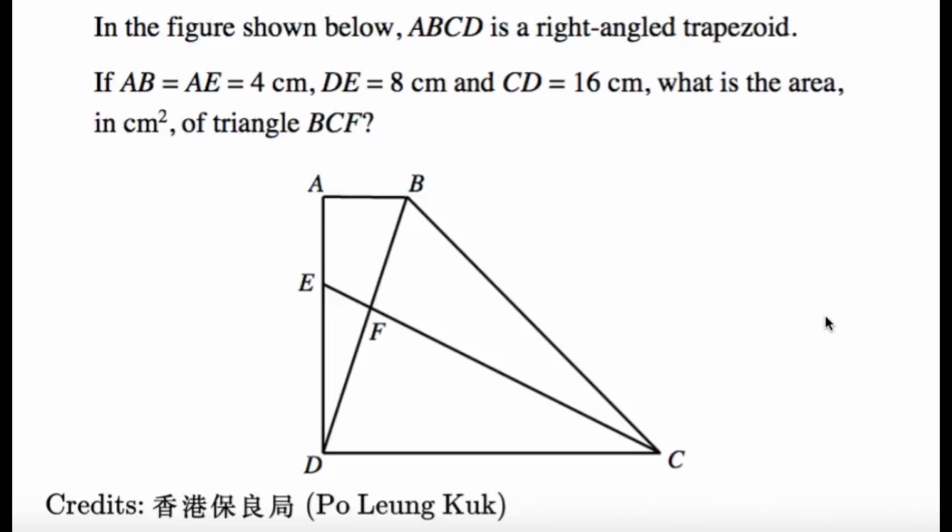Here's an item on geometry. In the figure shown below, ABCD is a right-angled trapezoid. If AB equals AE equals 4 centimeters, DE equals 8 centimeters, and CD equals 16 centimeters, what is the area in square centimeters of triangle BCF?